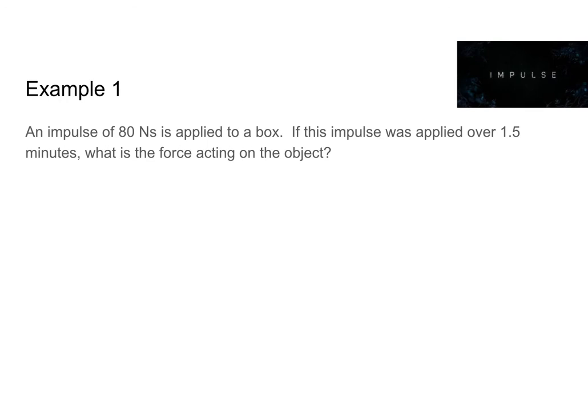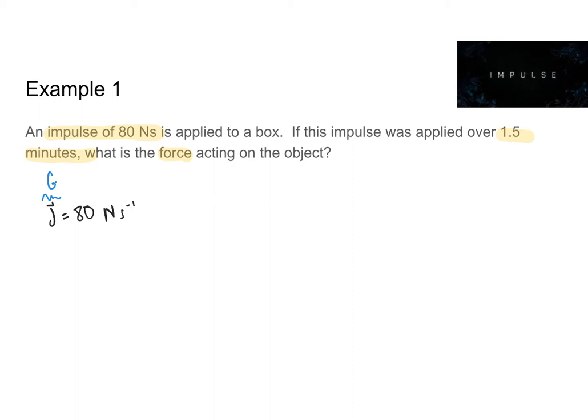An impulse of 80 Newton seconds is applied to a box. This impulse was applied over 1.5 minutes. What is the force acting on the box? So we're going to start by listing our givens, and we know that the impulse J is equal to 80 Newton seconds. And if you're wondering, we use J to represent impulse because I is already representing a lot of other concepts, just concepts we haven't used yet.